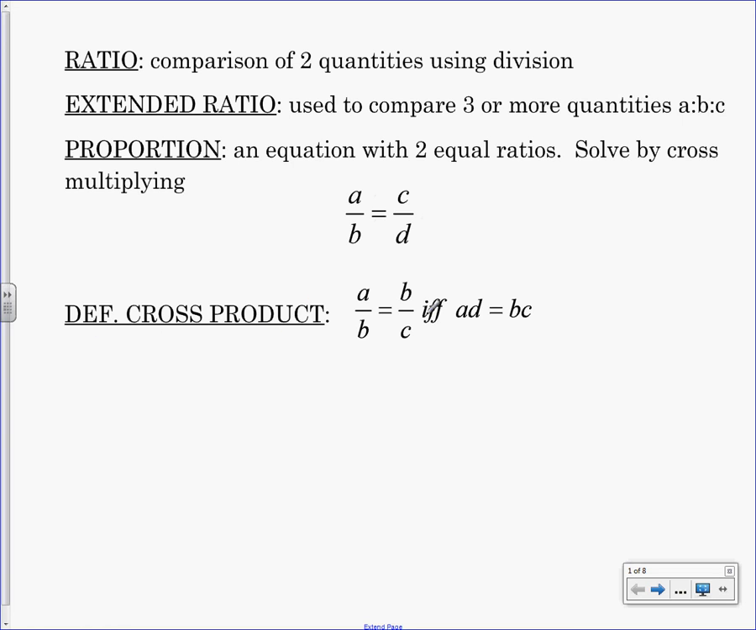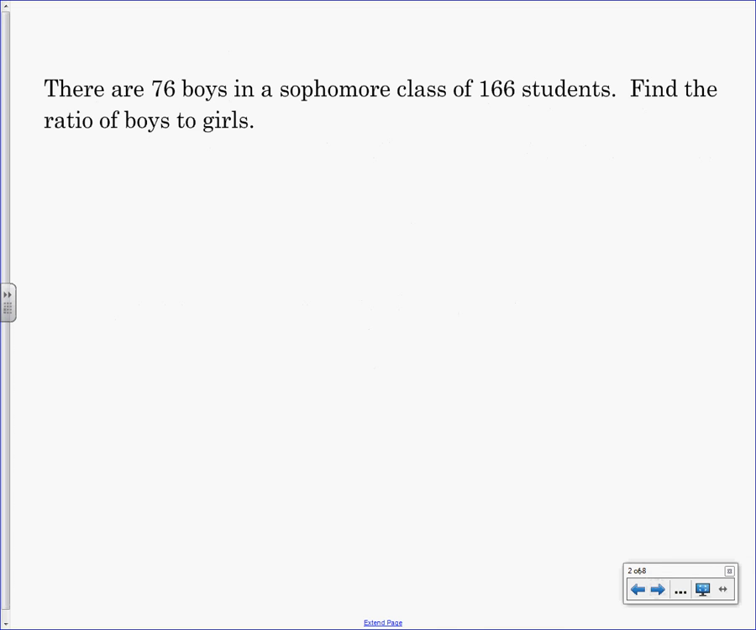Definition of cross product, this is wrong. The setup of this one's wrong, but on your paper it's right. So look at your paper, don't look at my screen, okay? On yours, you have A over B equals C over D. That's what you guys have. Then yours says it's equal to AD equals BC, which is what I showed you just before. This is a typo, so don't look at that.